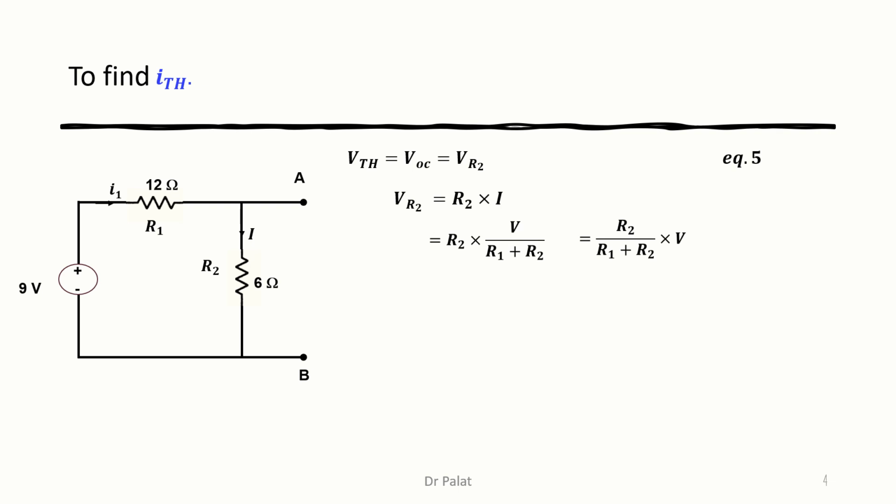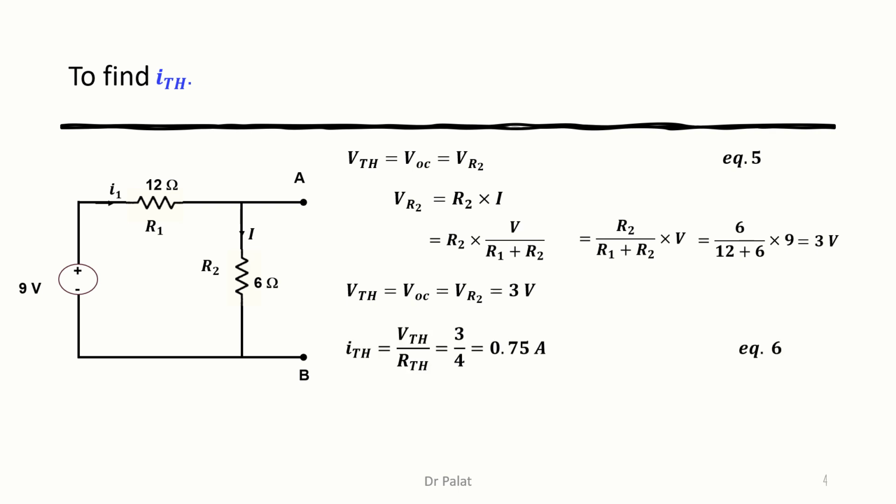R2 by R1 plus R2. This looks like a potential divider, a voltage divider circuit. Now you can substitute the values of R1, R2 and the voltage, and then you find the Thevenin voltage. So Thevenin voltage is equal to 3 volts. Now you can find Thevenin current using Ohm's law again, and there you go. Then you can find the time constant: substitute the value of the inductance and the Thevenin resistance, and you find the time constant.